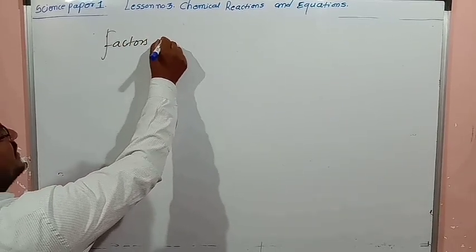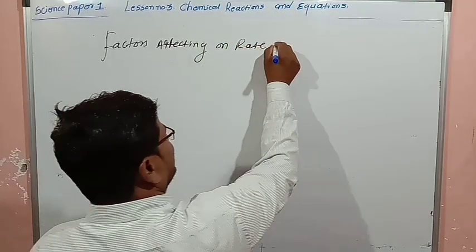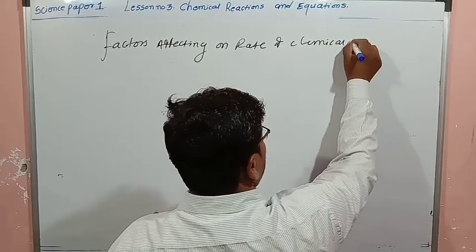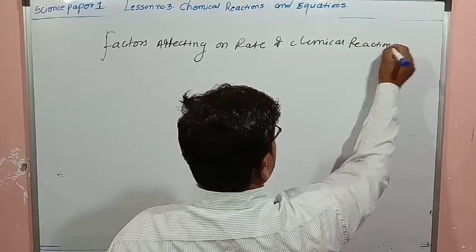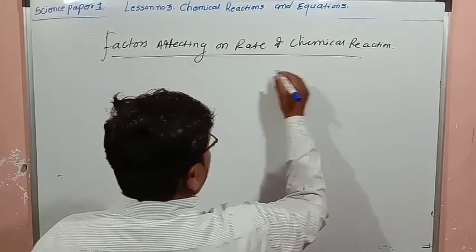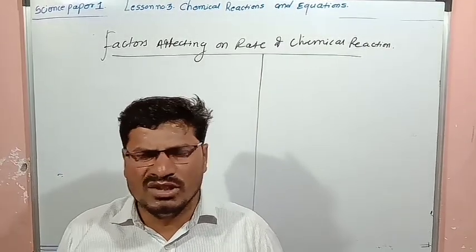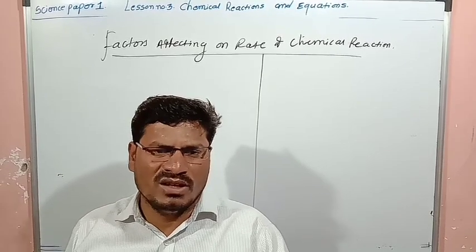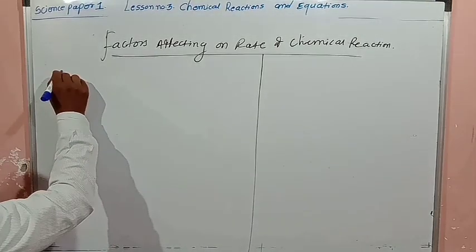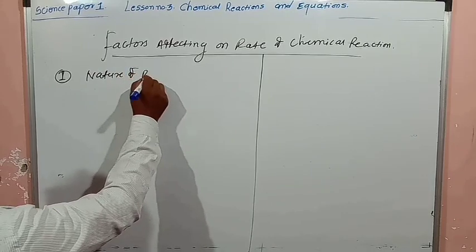Factors affecting rate of chemical reaction. So about five factors are there, and we are going to learn those factors one by one. The first factor is the nature of the reactant.